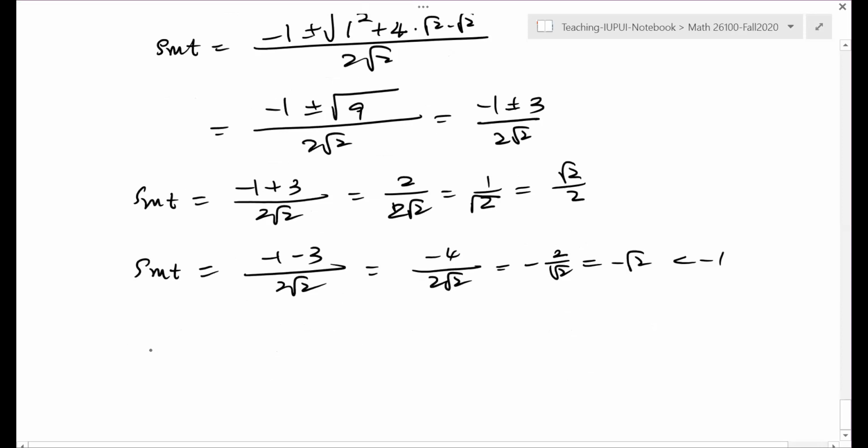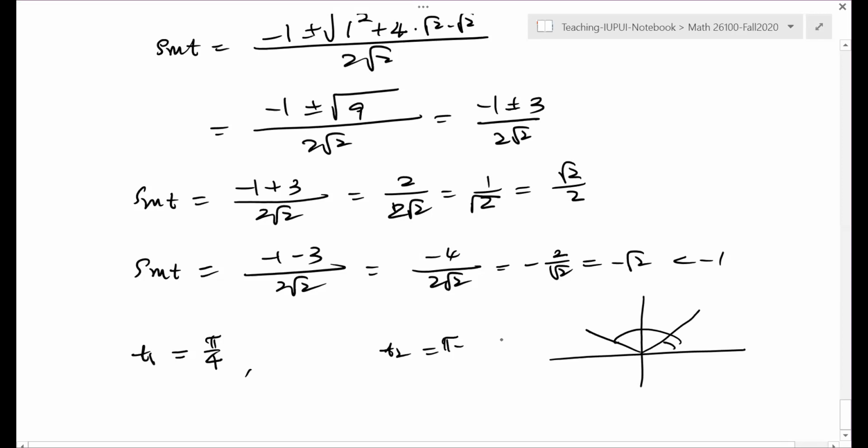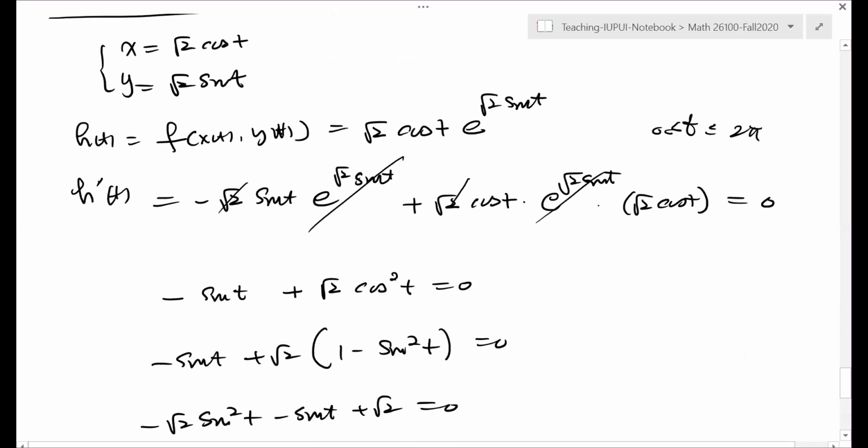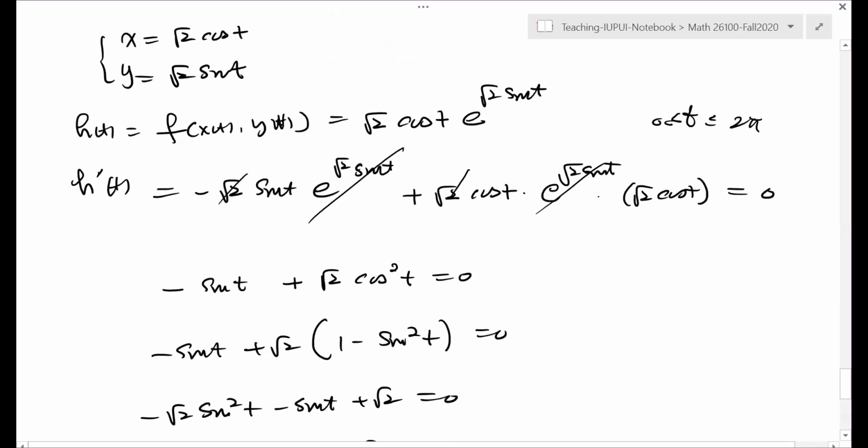So the first solution, t1 is going to be what? It's going to be pi over 4, right? And the t2 is going to be, for sine, you see, you only have two solutions, right? Both are positive. That's t1, that's t2. t2 is going to be pi minus pi over 4, 3 pi over 4. So you have two solutions, great. Then you find the maximum value for h of t, okay? Yeah, you choose which one is larger, okay?